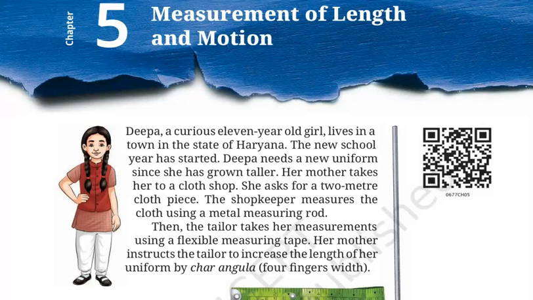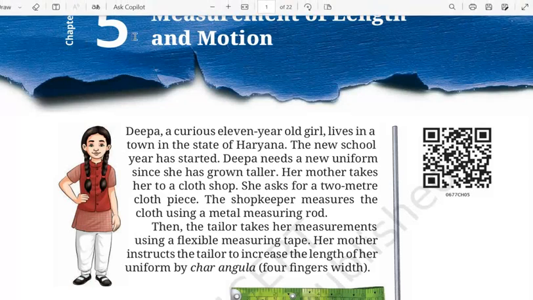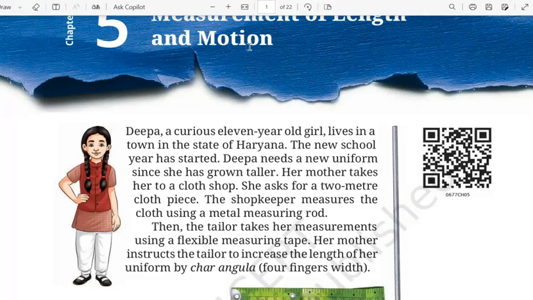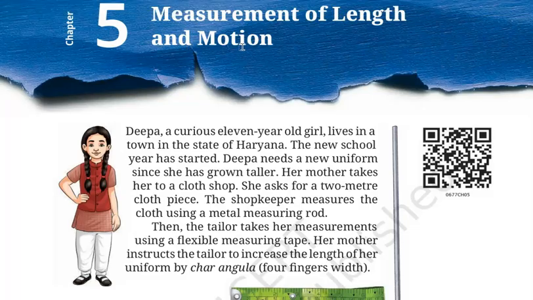Hello everyone. Today we are going to do chapter number 5 from the Curiosity book, and the name of the chapter is Measurement of Length and Motion. Okay students, so all of you are excited to learn this chapter.